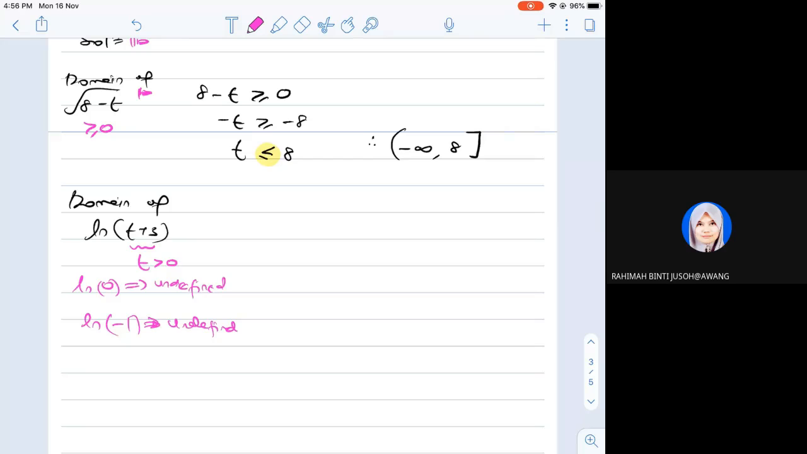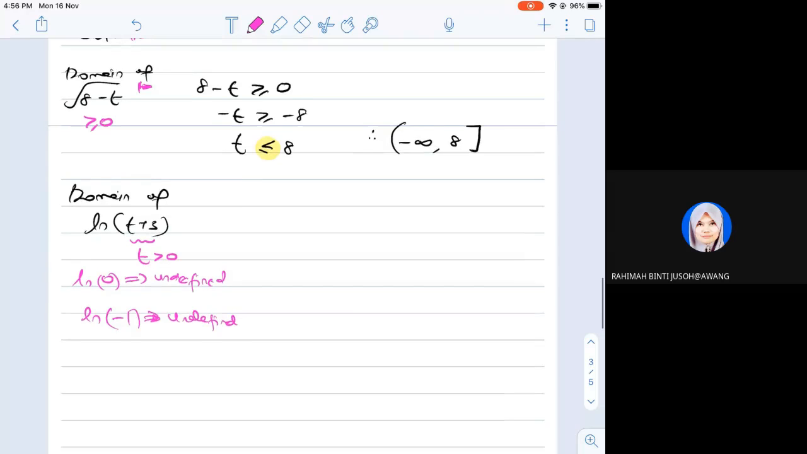must be greater than 0. T cannot be negative and t also cannot be 0. In the square root case earlier, t can be 0. The value inside the square root can be 0, there is an equal sign because square root 0 is 0, right? So square root 0 is 0, valid. But now this is invalid. Ln 0 invalid, ln negative 1 also invalid. So that's why the value here must be greater than 0, cannot be equal to 0. So it has no equal sign. It's different from the one above.